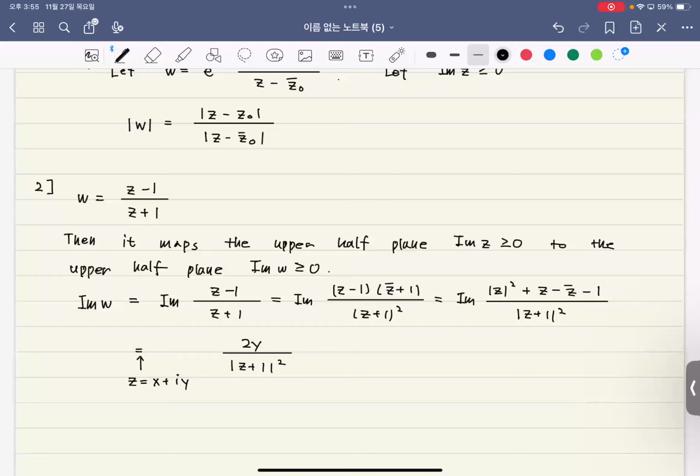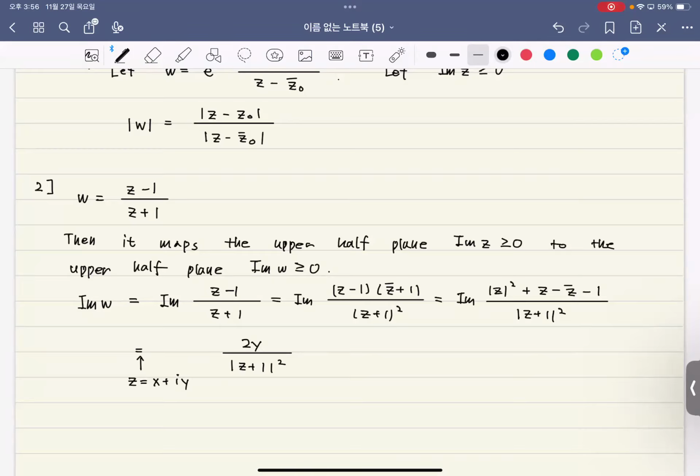It tells us that if my complex number z is on the boundary of this upper half plane, in other words, if y equals 0, then the imaginary part of W also must be 0, right? Therefore, this maps the real line in the Z plane into the real line in the W plane, right?